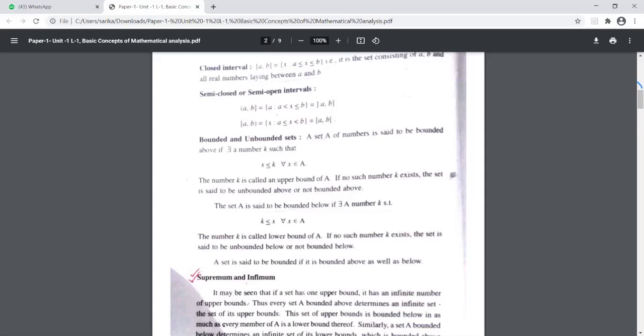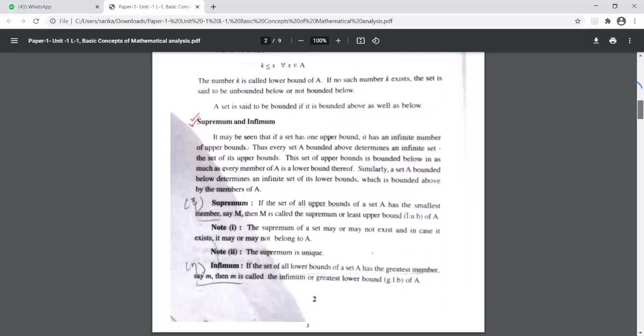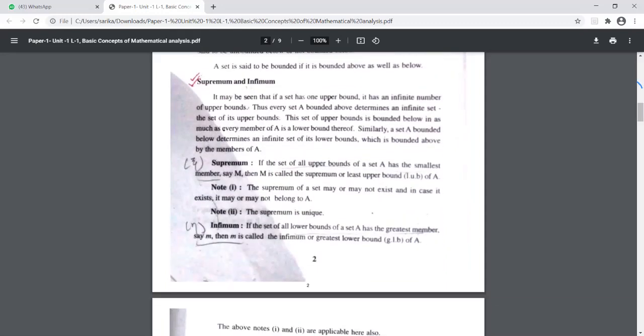If no such number k exists, the set is said to be unbounded below, or not bounded below. A set is said to be bounded if it is bounded above as well as below. This is very important: a set will be called bounded if and only if it is bounded both above and below. Now, what are supremum and infimum?